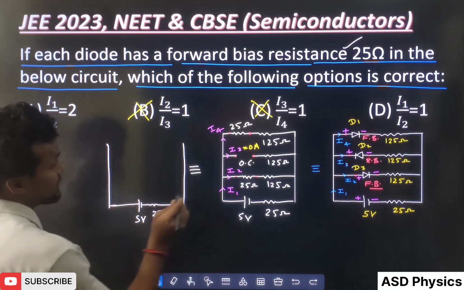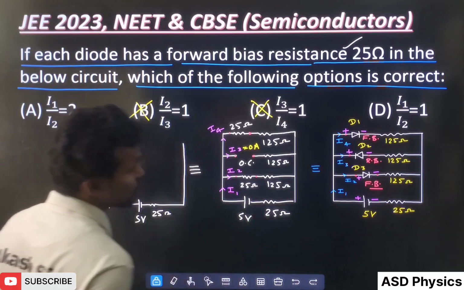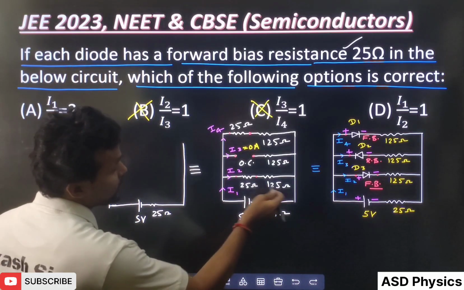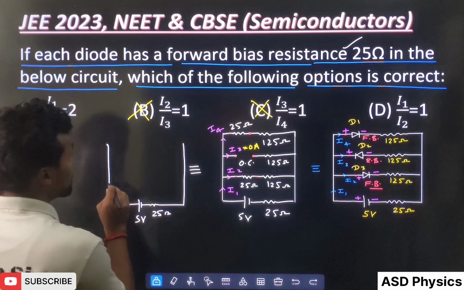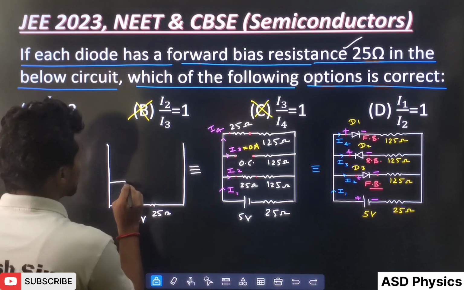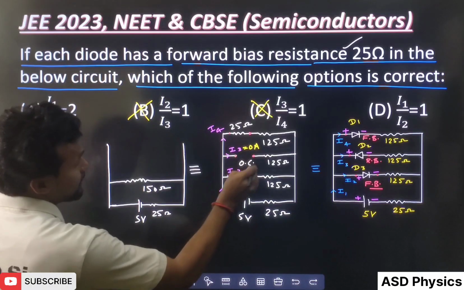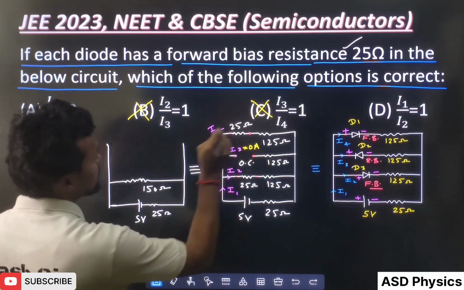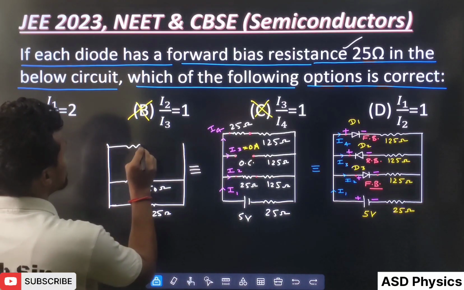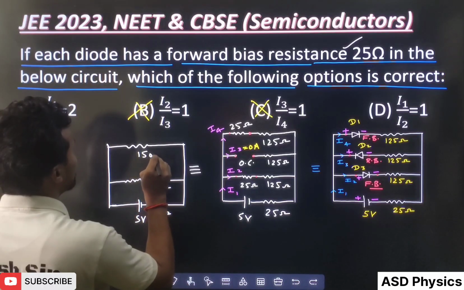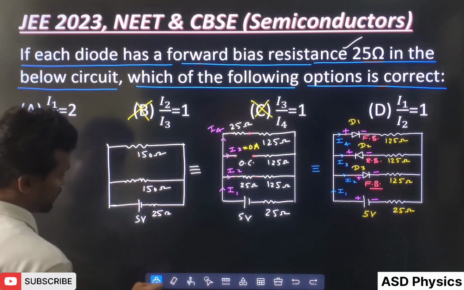Now you can see very well this 25 ohm and 125 ohm are connected in series. So 125 plus 25, how much? It will come 150. See, I will draw here this is the 150 ohm. Now here there is no current, so leave it. Here again 125 plus 25, how much? Here also it comes 150 ohm.